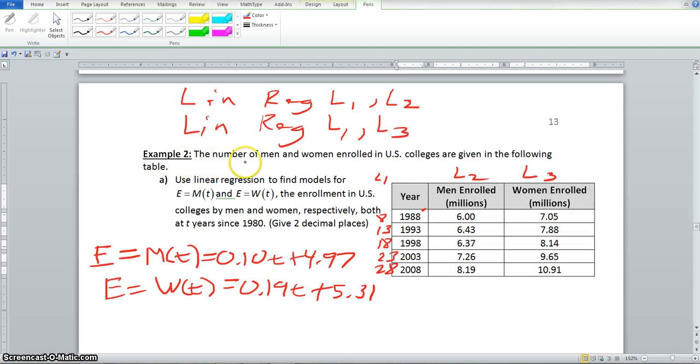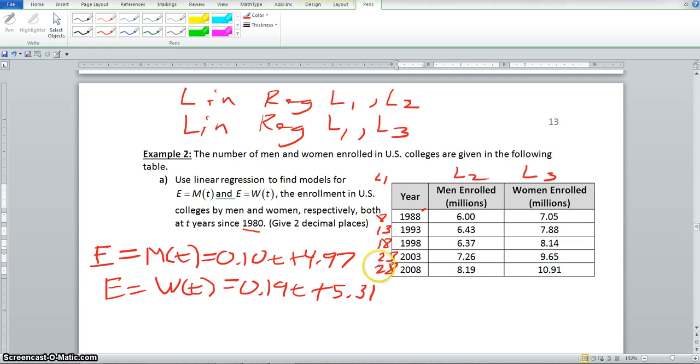Okay, class, with example 2, it says the number of men and women enrolled in U.S. colleges are given in the following table. Use linear regression to find models for E equals M of T and E equals W of T, the enrollment in U.S. colleges by men and women respectively, both at T years since 1980. So the first thing I did here, I changed these years as related to 1980. So 1988 became 8, and the rest became so on. So these are the values you will have to enter in your calculator.